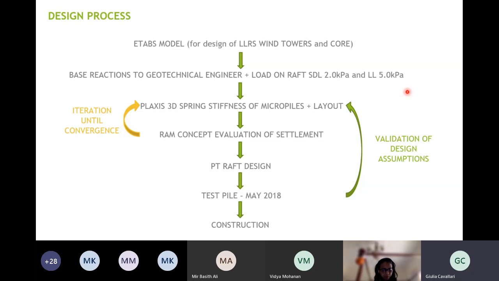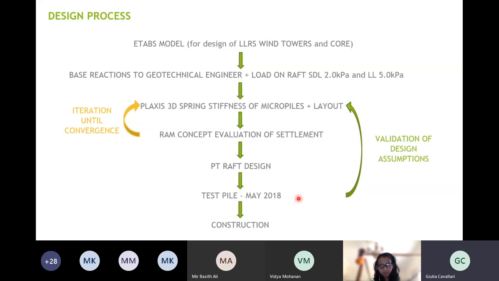We used this information to do a structural model of the foundation and evaluate the vertical displacement for the foundation. We repeated this process in an iterative way until the results from the geotechnical team and the results from the structural team reached convergence. With this final layout for the piles, we proceeded with the design of the post-tension raft.